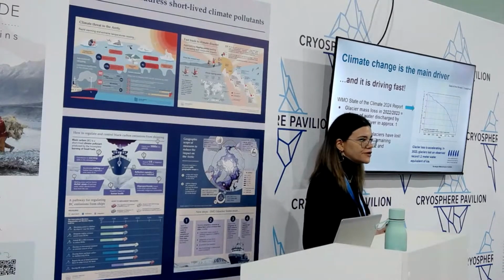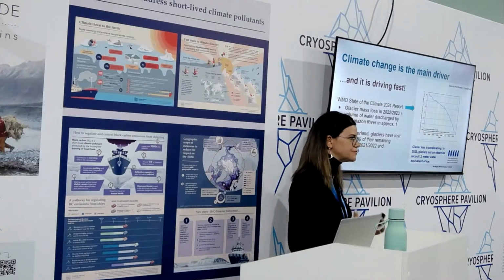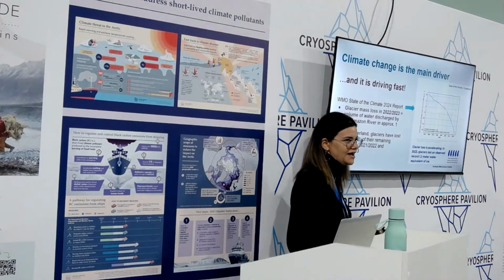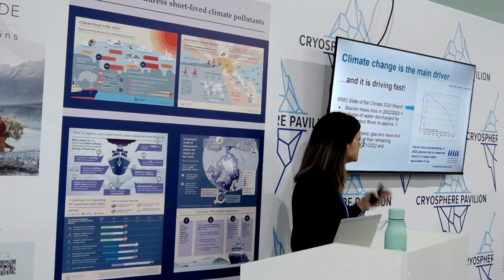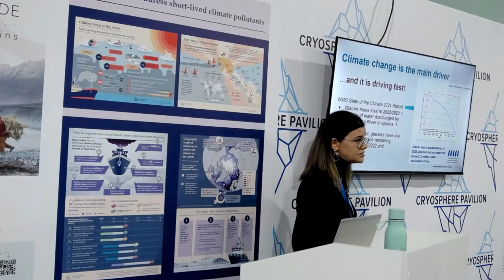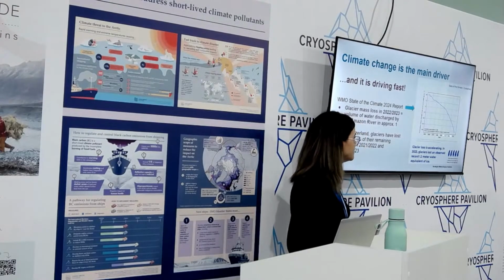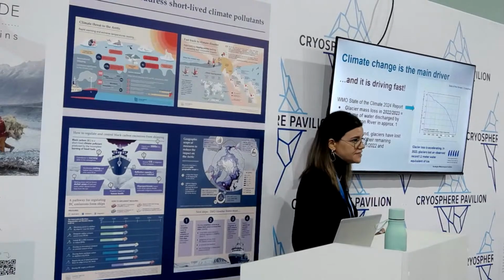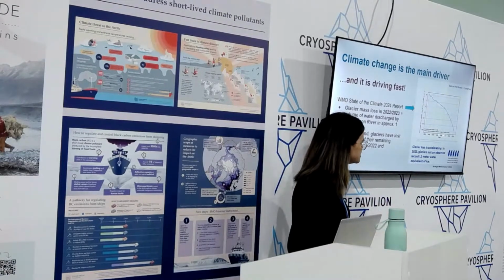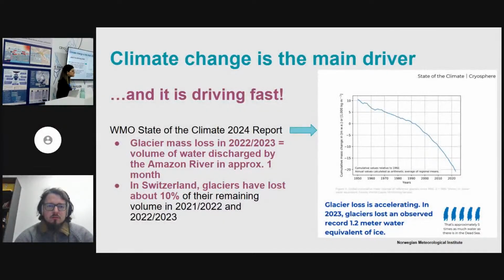And I think it's really important to note that we really have to make it very clear that climate change is the main driver behind these events. So what we're seeing, this is from the WMO State of the Climate Report that was just issued this week. The graph speaks for itself: the stark rise in temperature is causing very accelerated glacial loss all around the world.